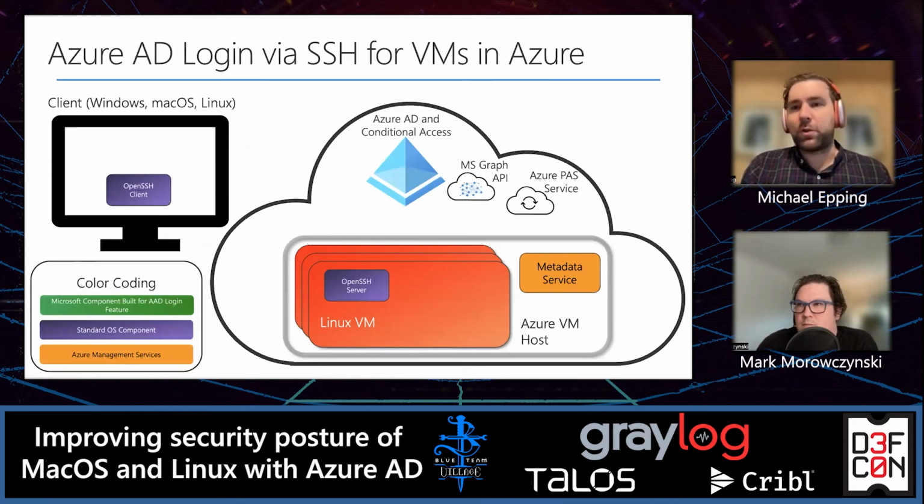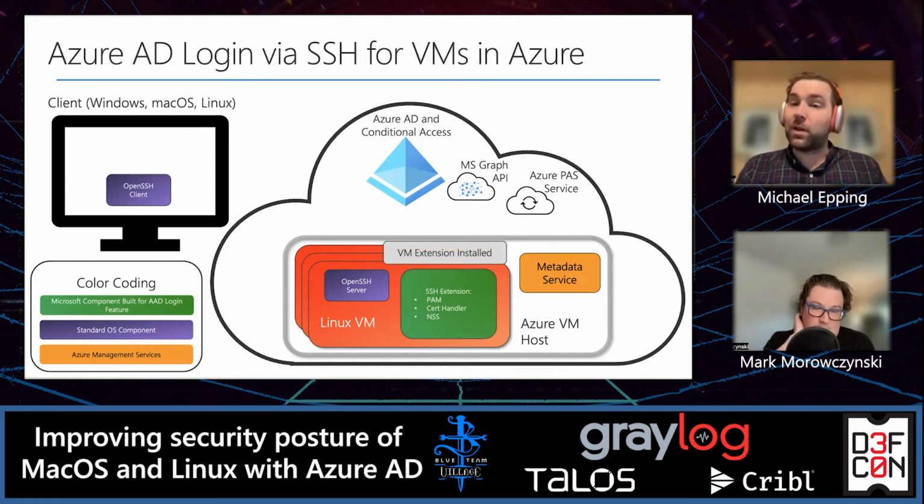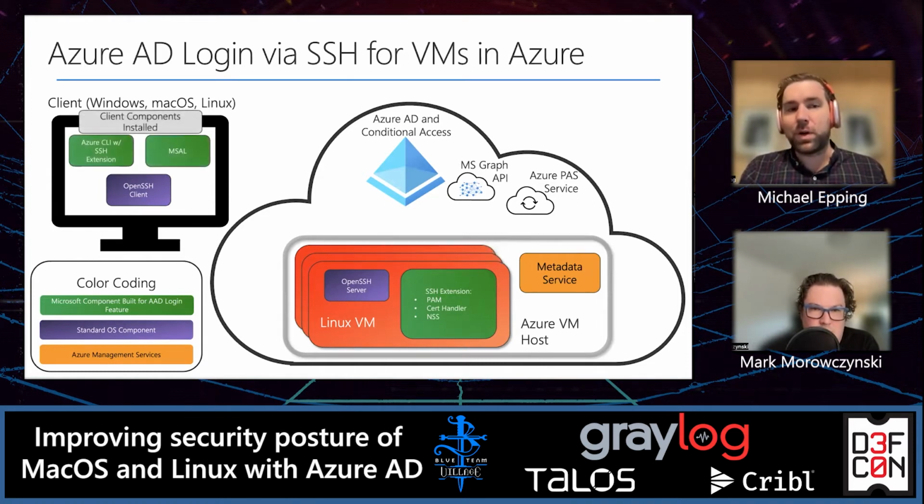So let's walk through how this actually works visually. So again, first component that we need to install is the extension software on the virtual machine itself. So there's things in here like a PAM module, cert handler. Then we go and install our client-side components. So we have AZCLI along with the SSH extension for it. And that comes bundled with the Microsoft authentication library.